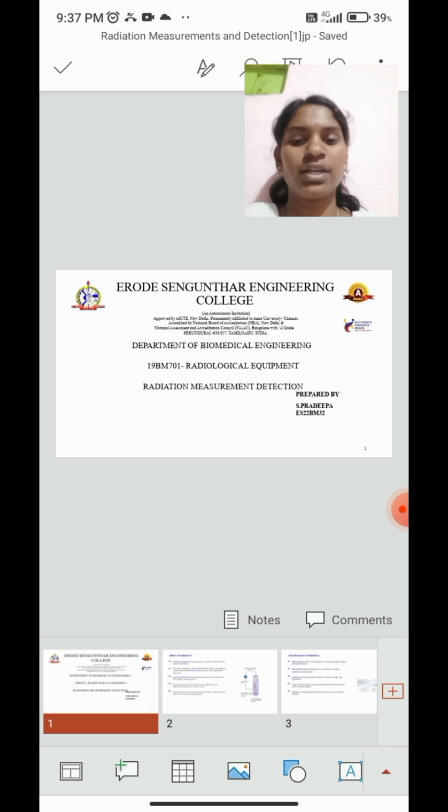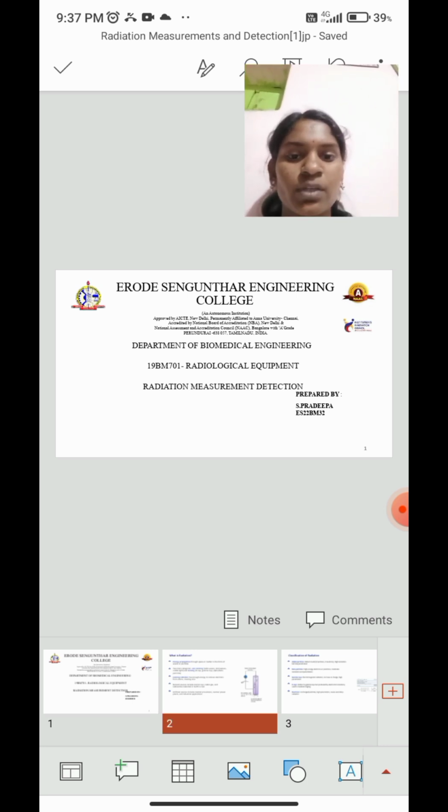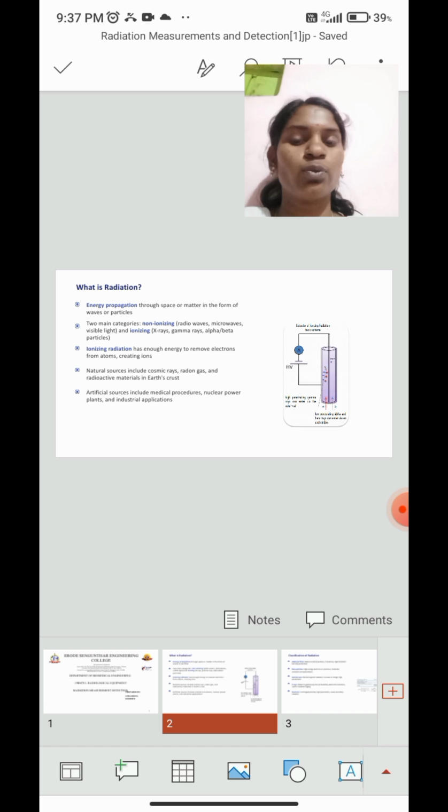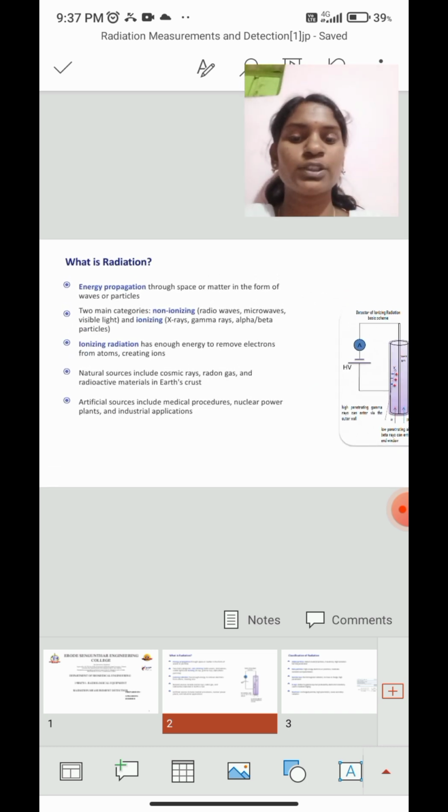Now I am presenting radiation measurement and detection. First, we will learn what radiation is. Radiation is the energy propagation through space or matter in the form of waves or particles, in two main categories: non-ionizing and ionizing. Ionizing radiation has enough energy to remove electrons from atoms, creating ions.